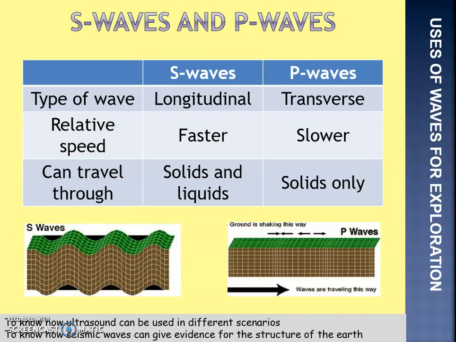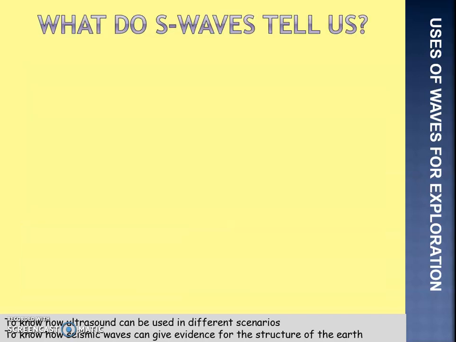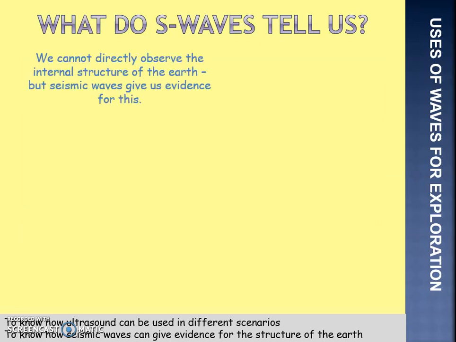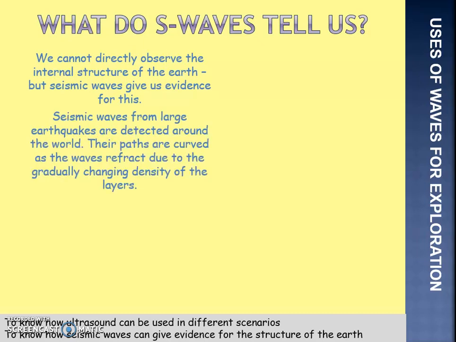S waves are longitudinal, travel really fast, and they can travel through solids and liquids. P waves are transverse. They travel a lot slower than S waves, and they can travel through solids only. Now this is really important when it comes to using them to tell us about the structure of the Earth. We can't directly observe the internal structure of the Earth, so seismic waves give us evidence for it.